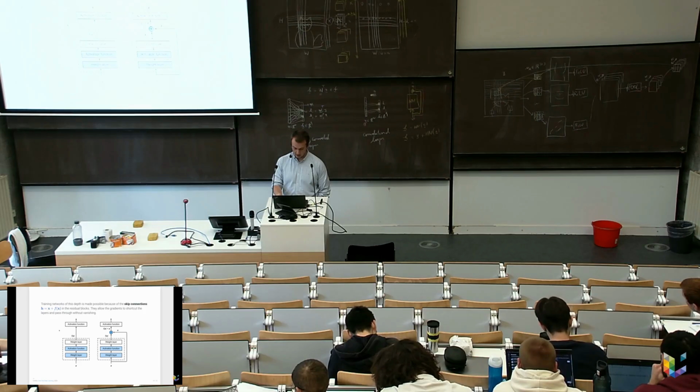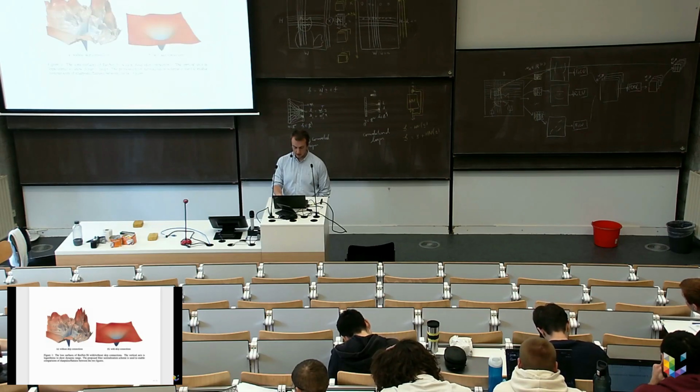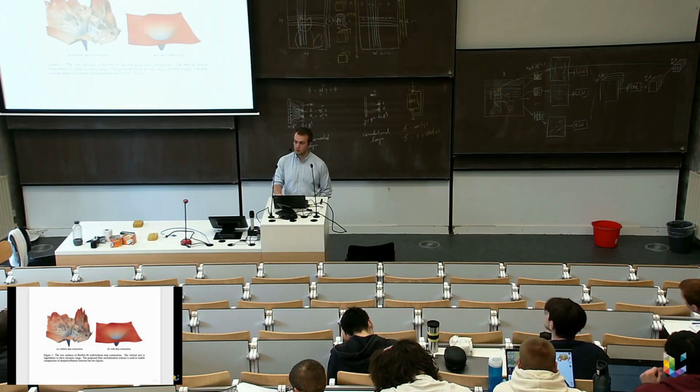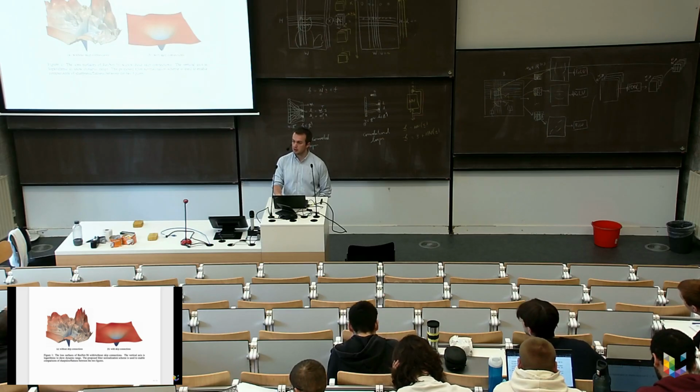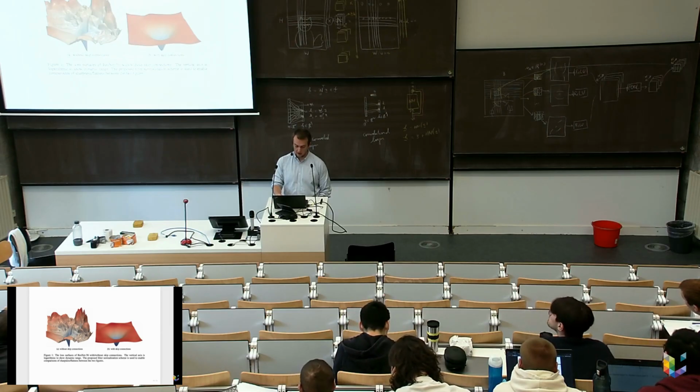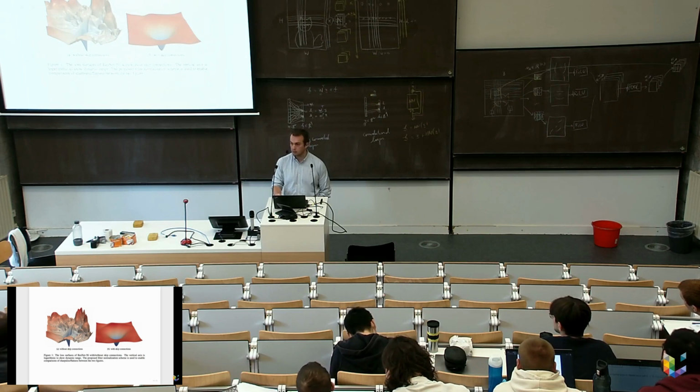Another nice property of these skip connections is that they will also smooth by quite a lot the loss landscape. So they will also make the optimization of the neural network much simpler than if you had not added them.